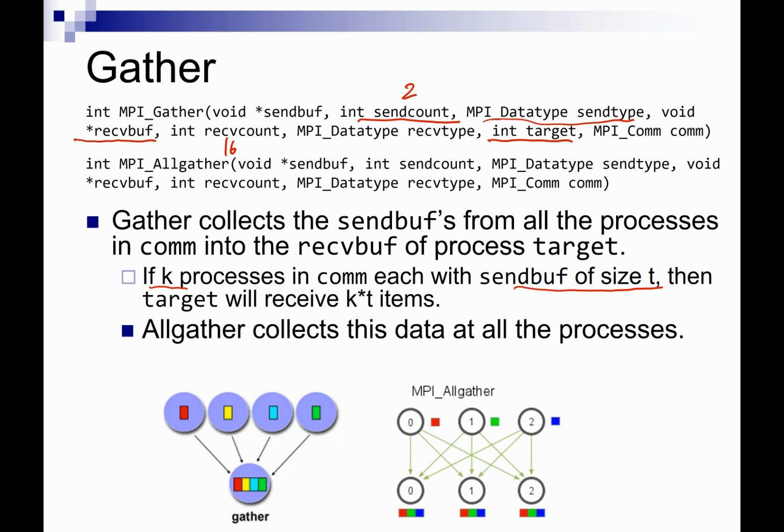Now there's a very similar operation to gather, which is all gather. This simply means that every process is going to do a gather. So when the first process does a gather, he gets the data from all the other processes, and then every process does that. So that's all gather.